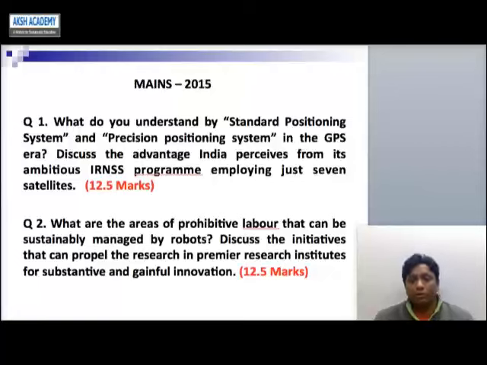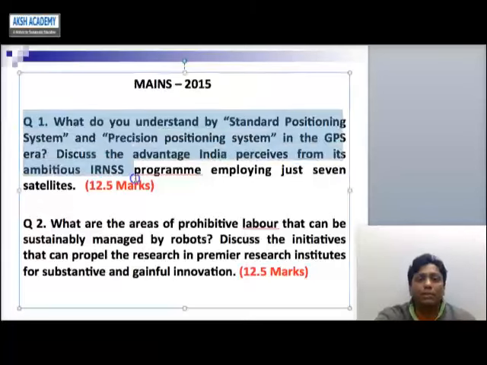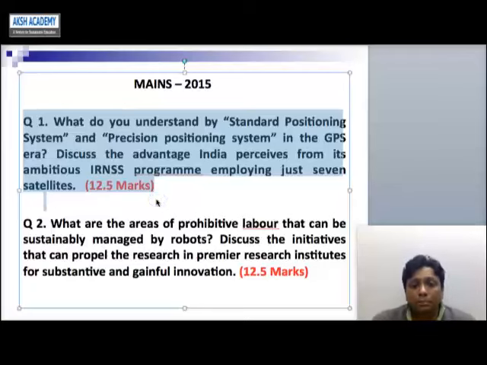Here I would like to read them out, friends. They serve some purposes here, and it will be clear when you listen to all the questions. The first question which came in your examination: what do you understand by the standard positioning system and the precision positioning system in the GPS era? Discuss the advantages India perceives from its ambitious IRNSS program, implying just the 7 satellites. Indian Regional Navigation Satellite System based programs.